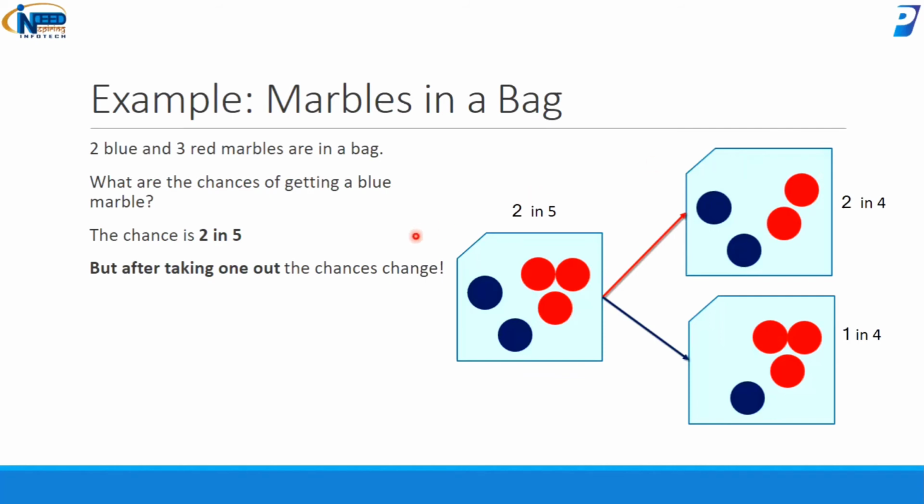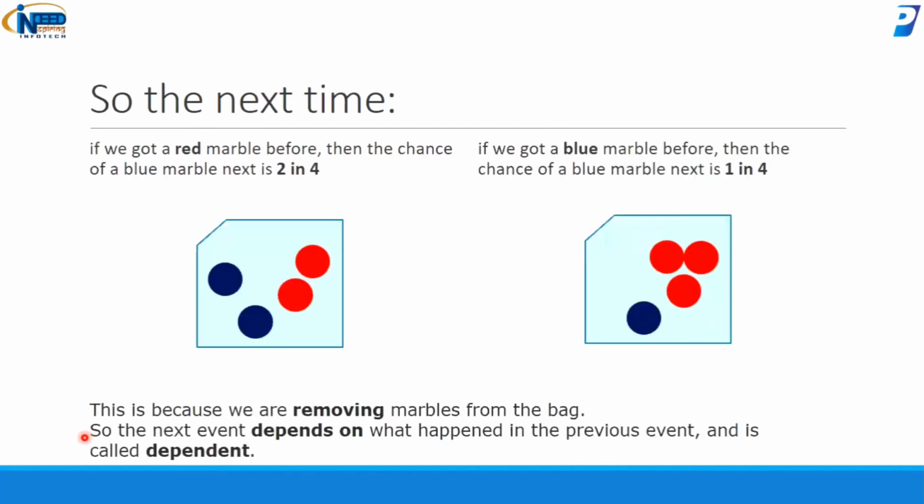Let's move ahead. The same thing has been explained further in the next slide. If you are taking the red ball, 2 by 4 is the probability. And if you are taking the blue ball, 1 by 4 is the probability. The reason is that we are removing the marbles, which was not possible in the case of coins. We cannot remove a head, right?